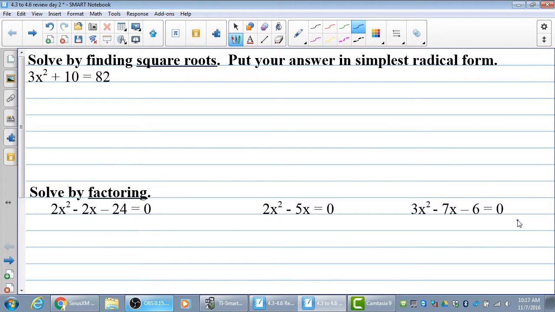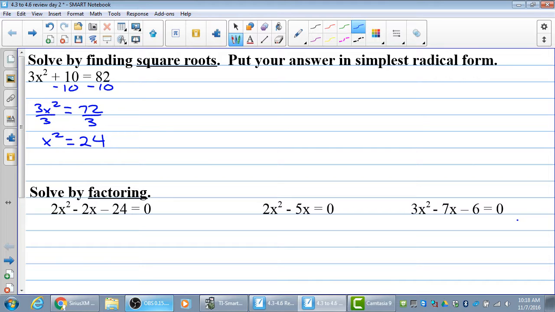We should say the b is 0. We have an x squared, we have a bunch of constants, but nothing that says like 3x or 4x or 10x. So we can either factor by difference of two squares, that's a possibility, or square roots. We don't have perfect squares, so it's minus 10. 3x squared equals 72. Let's divide by 3. So x squared equals 24.